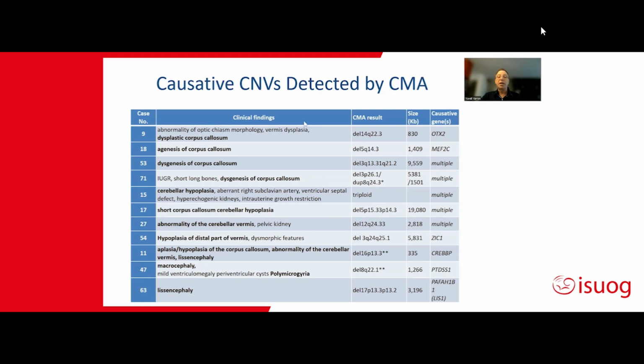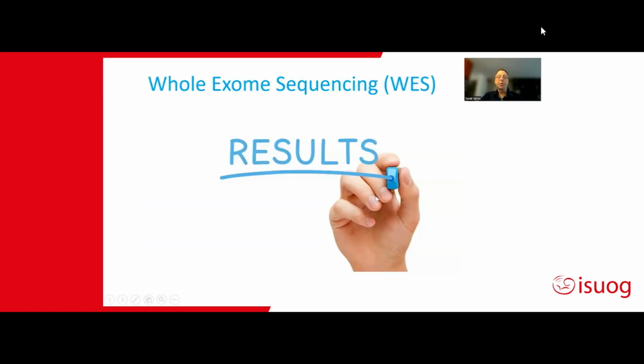So when we look at the chromosomal microarray results, we see that most cases were deletions, except this case here was a deletion and duplication resulting from an unbalanced translocation, and this one case here was a triploid.